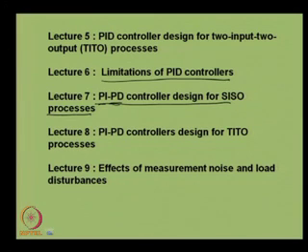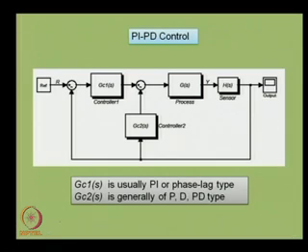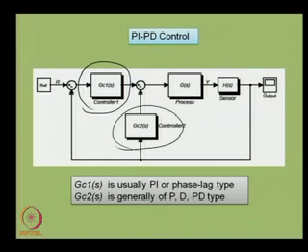What is a PIPD controller? The PIPD controller can be depicted in this form. This block diagram represents a closed loop system where we have a controller in the feed forward path and a controller in the feedback path. The job of this feedback controller is primarily to stabilize the process dynamics.